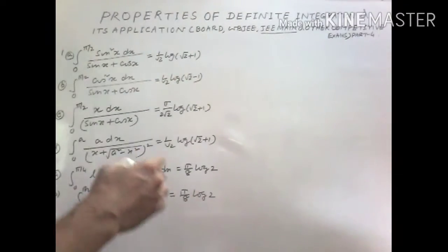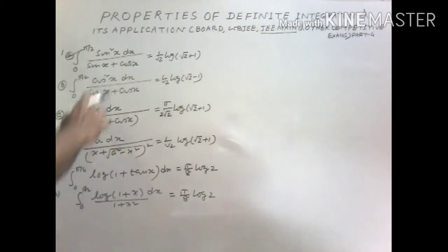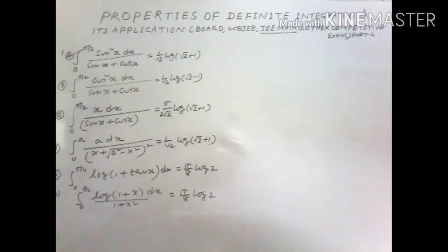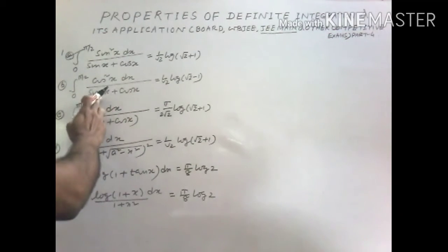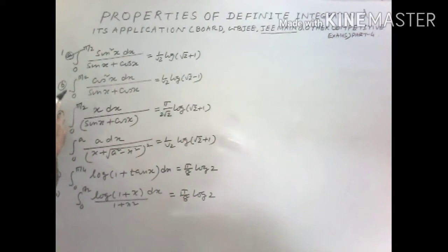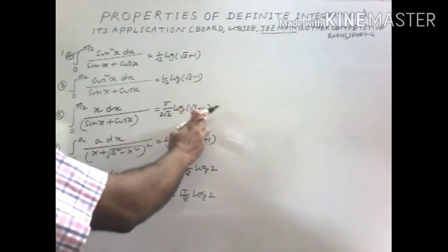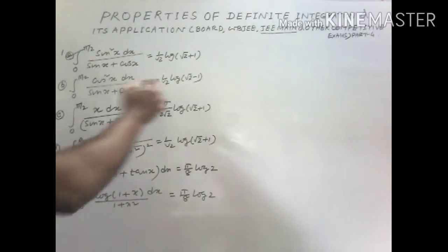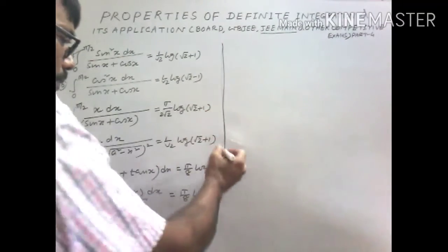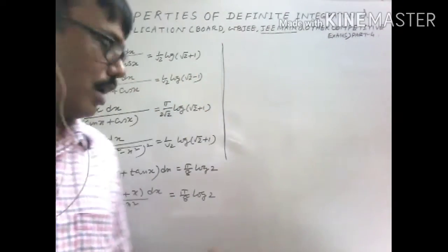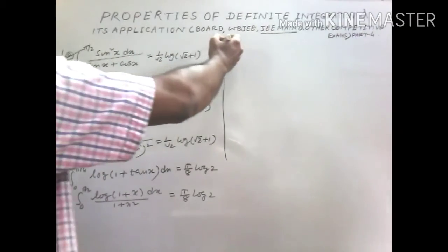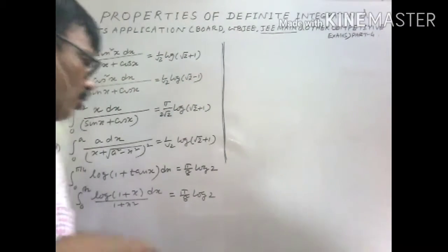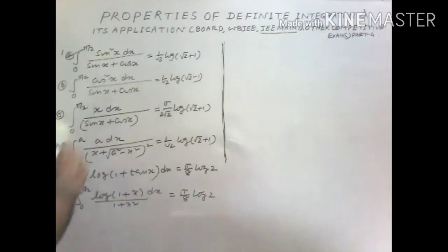So look, the integral from 0 to pi by 2 of sin square x dx by sin x plus cos x equals 1 by root 2 log root 2 plus 1. The integral from 0 to pi by 2 of cos square x dx by sin x plus cos x equals this. And the integral of x dx equals pi by 2 root 2 log root 2 plus 1. And number d, the integral from 0 to a of dx by this. All are alike. These are most important problems for board as well as JEE main also. So we consider problem number d.